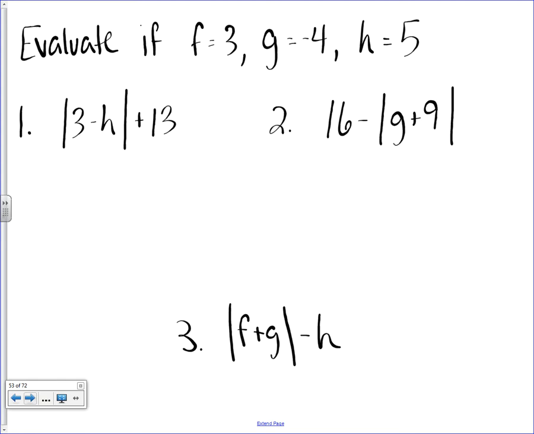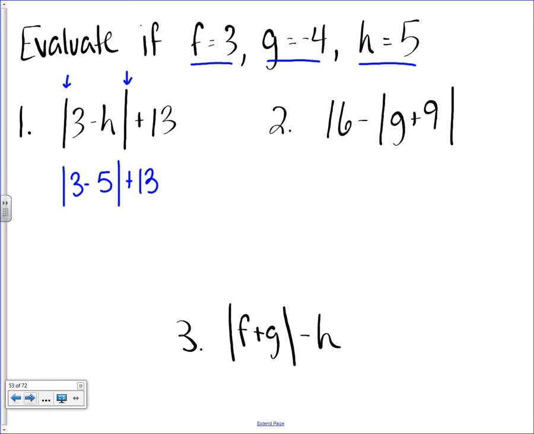It says evaluate if, and you see up top there, I give you the value of f, the value of g, and the value of h. So we're going to use those values in these problems to calculate some values. So if you take a look at number 1, you should notice those vertical bars. That designates absolute value. You also should notice the h in there, so I'm going to go ahead and plug in that h is 5. So it looks like that.